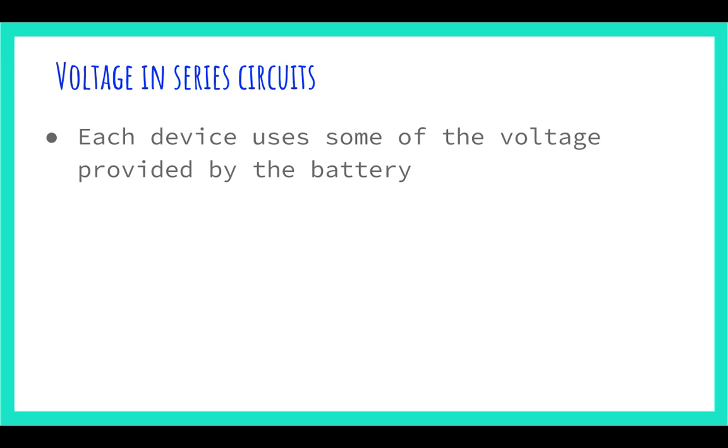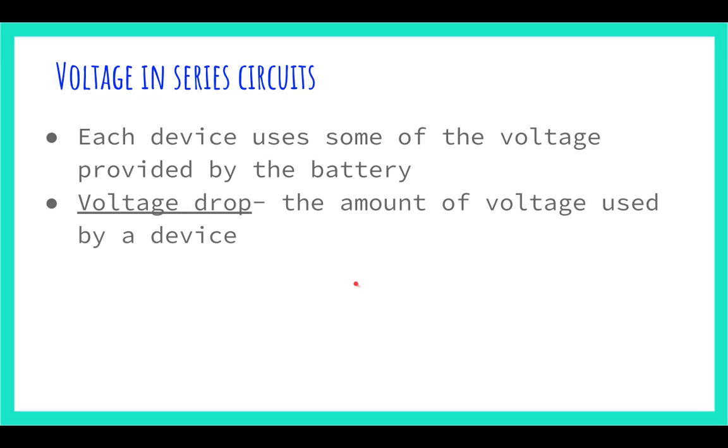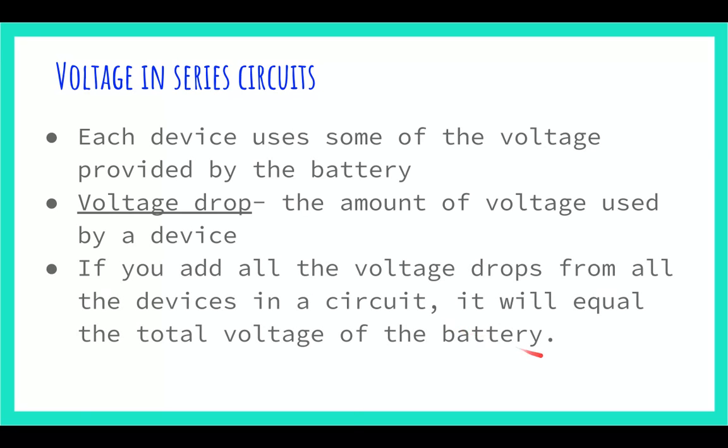Voltage. Each device uses some of the voltage provided by the battery. So voltage drop is the amount of voltage used by a device. When you have an outlet with 120 volts, that means from one end of the outlet to the other end, the voltage has to drop the full 120. But in a series circuit, it's only going to drop by that 120 little bit by little bit across each of the resistors. So if you add all the voltage drops from all the devices in the circuit, it will equal the total voltage of the battery.